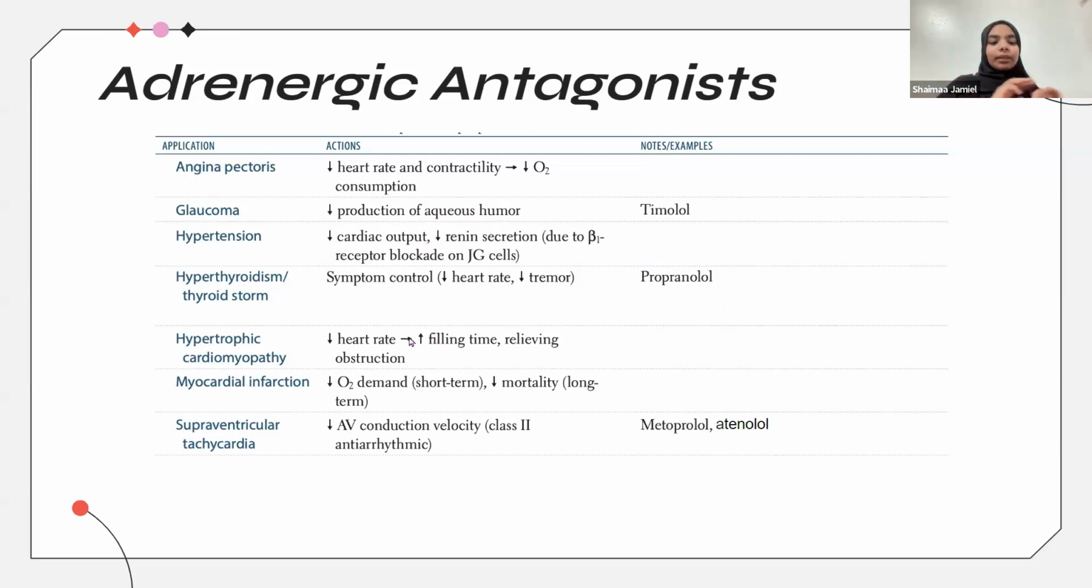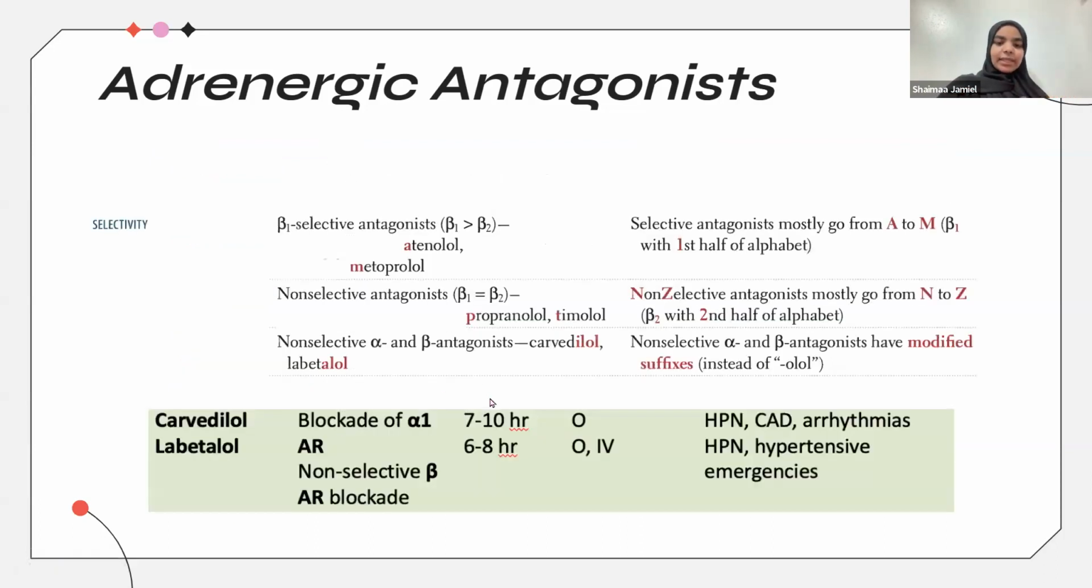For non-hypertrophic, you don't have to know that, but myocardial infarction we mentioned, and SVTs or arrhythmias in general, the beta blockers are going to block the AV node, and therefore if you have an arrhythmia, it's going to improve that arrhythmia, and you can use metoprolol or atenolol. So timolol for the eyes, propranolol for the hyperthyroidism, and metoprolol for the AV conduction. Okay, next slide for selectivity.